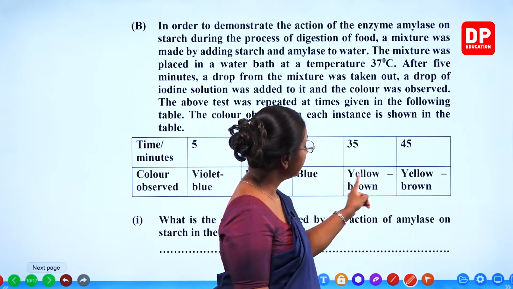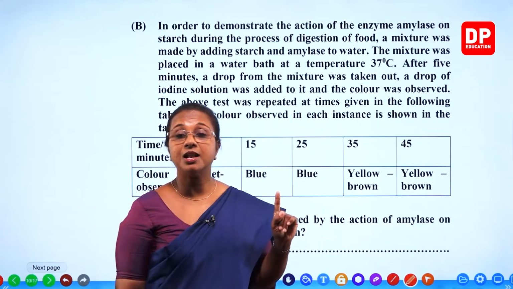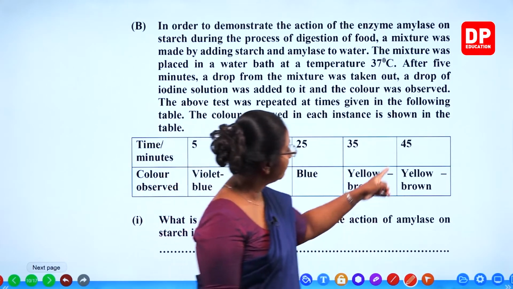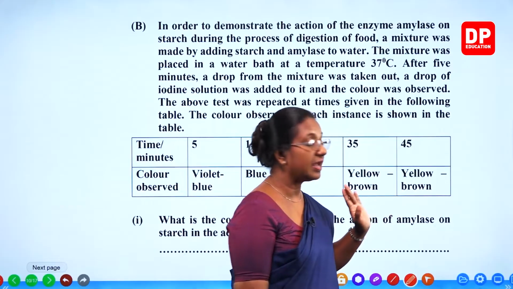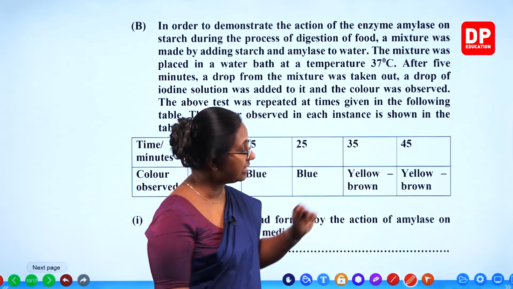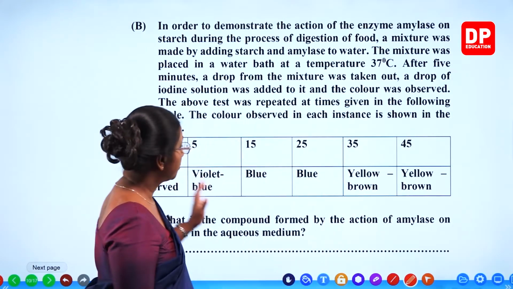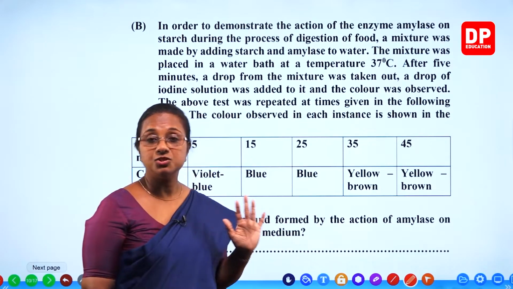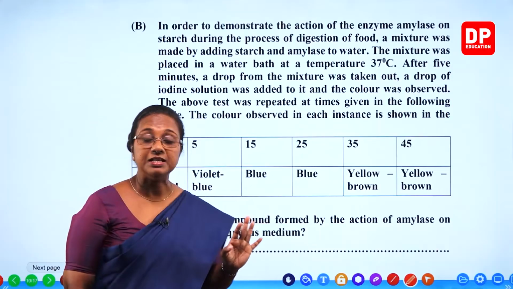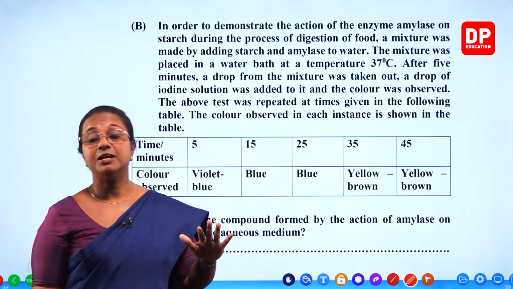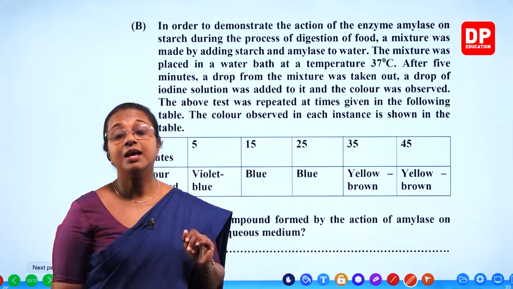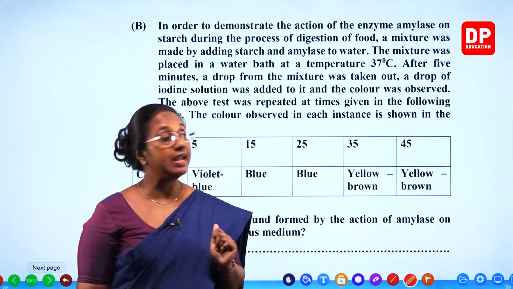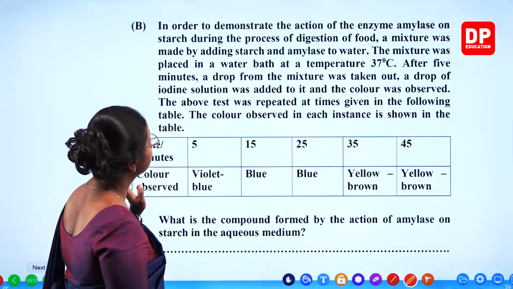Then 35 minutes yellow brown. Yellow brown is the color of iodine. So that means there is no starch. Then 45 also they confirm that there is no starch. That again is yellow brown. So up to this point there is starch. At 35 minutes there is no starch. So that means all the starch has been converted to maltose by amylase enzyme. So that is to show the activity of enzyme. So action of enzyme amylase.